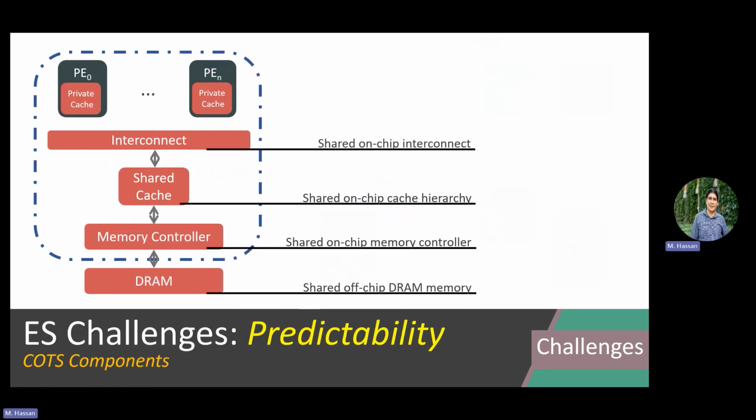So if we look into this multi-core platform, shared cache is the example we looked at, but there are also shared interconnect, some other cache levels, and a main memory system. All of these are in red because they are a source of interference, a source of contention. So you need to analyze them.